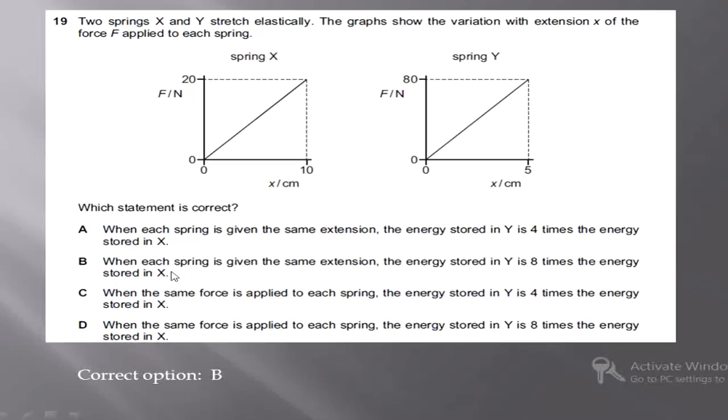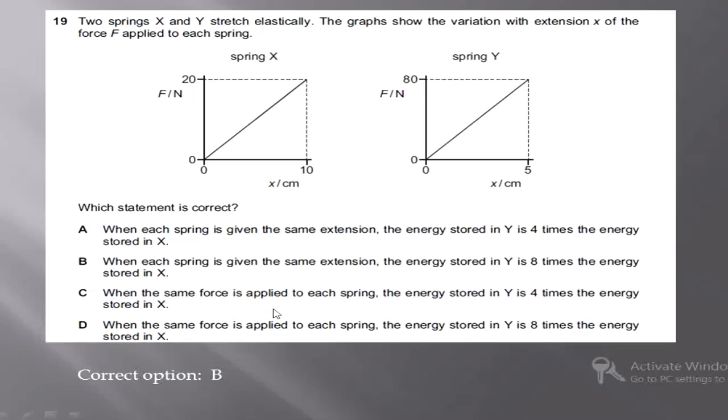Option B: when each spring is given the same extension, the energy stored in Y is 8 times the energy stored in X. Yes. For the same extension, for example 5 centimeters, the force required will be 10 Newton for X, and 80 Newton for Y. So the energy stored in Y is 8 times the energy stored in X for the same extension. This seems to be a correct and feasible option. But let us discuss the next options as well.